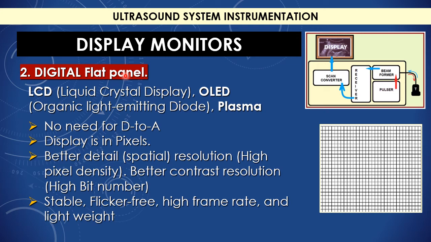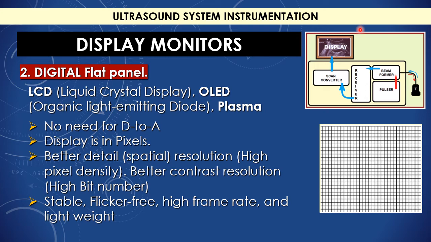Number one is no need for the D2A, because the scan converter is digital and the display now is digital, so I don't need any digital to analog converter here. I don't need anything in between. So number one, it doesn't need any D2A converter. The display is in pixels, and because the scan converter is forming the picture in pixels, the display also is using pixels. So I'm getting a more stable, more fixed display, I have no flicker. And the higher number of pixels, which we call pixel density, the better the detail resolution.